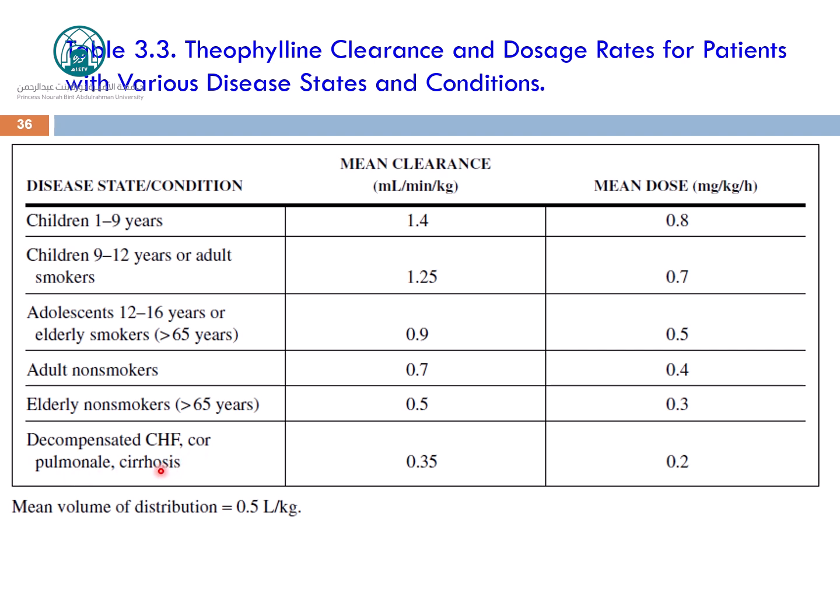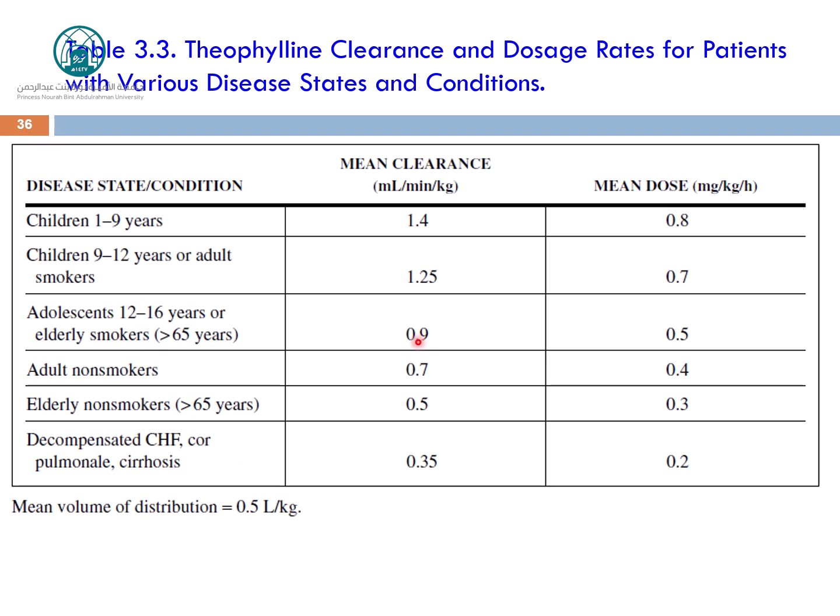Theophylline has a mean volume of distribution of 0.5 liter per kilogram. Take care that you should multiply this by the total kilograms. For example, if the patient weighs 70 kilograms, the volume of distribution will be half of 70, which is 35 liters for his total body weight.